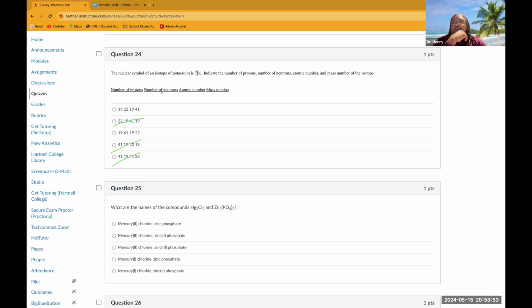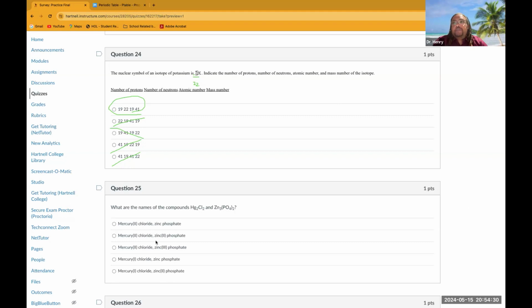So the number of neutrons. We could jump to the mass number because that's displayed at the top. So then that means that the first one is correct, and that one's wrong. So we know that the number of neutrons is just going to be the mass number minus the number of protons. If you subtract these two numbers, that's going to give us our number of neutrons, which I believe is 22. And then the atomic number is going to be the same as the number of protons, which is going to be 19.